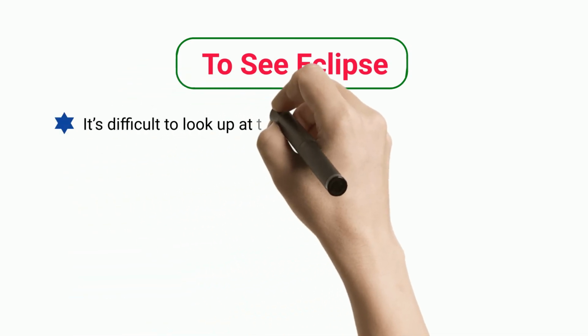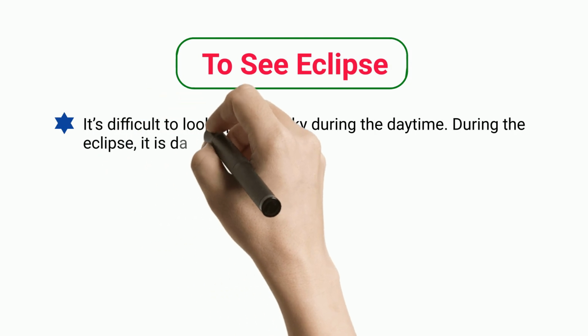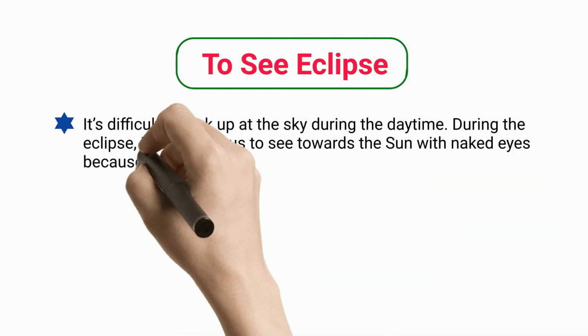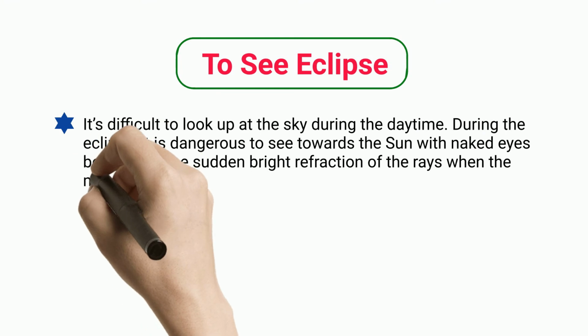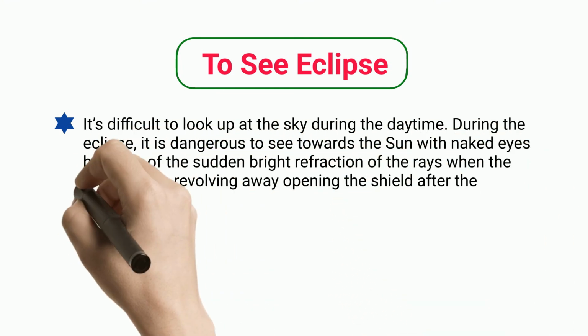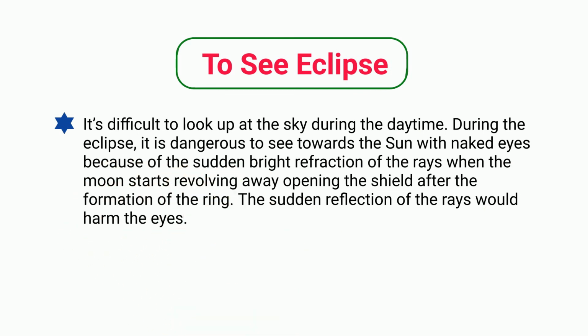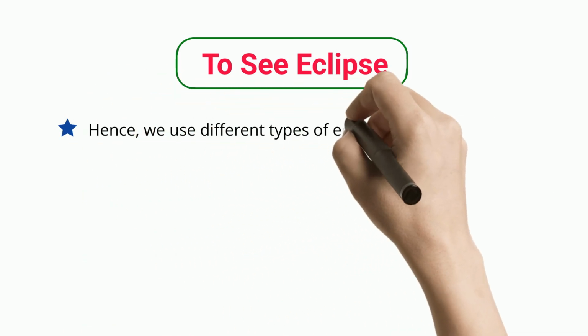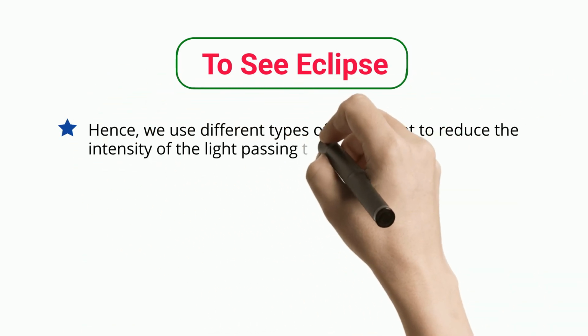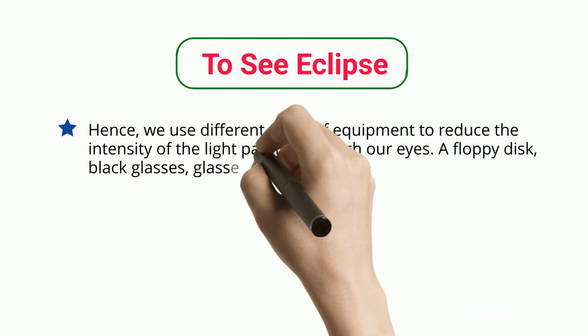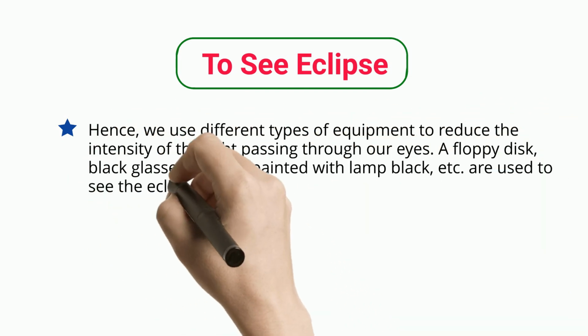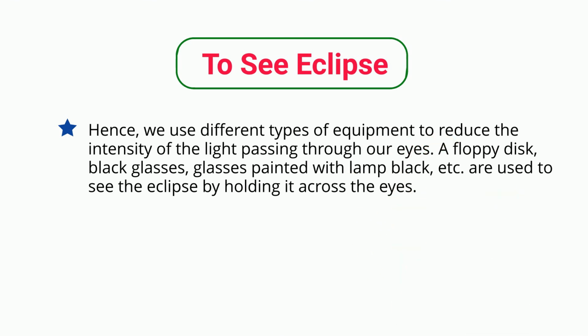To see eclipse. It is difficult to look up at the sky during the daytime. During the eclipse, it is dangerous to look towards the sun with naked eyes, because of the sudden bright refraction of the rays when the moon starts revolving away, opening the shield after the formation of the ring. The sudden reflection of the rays would harm the eyes. Hence, we use different types of equipment to reduce the intensity of the light passing through our eyes. A floppy disk, black glasses, glasses painted with lamp black, etc., are used to see the eclipse by holding them across the eyes.